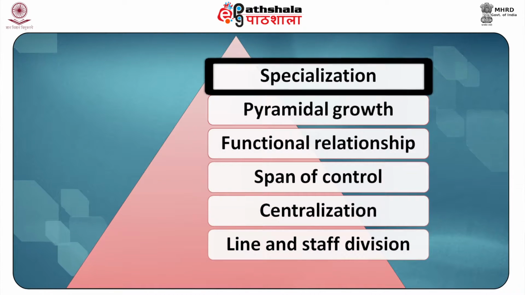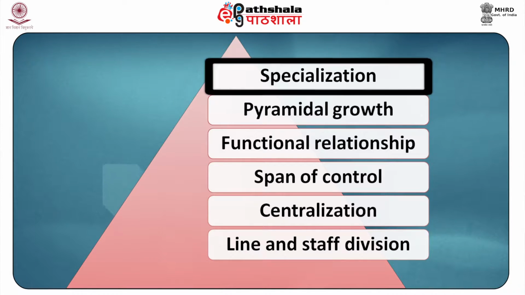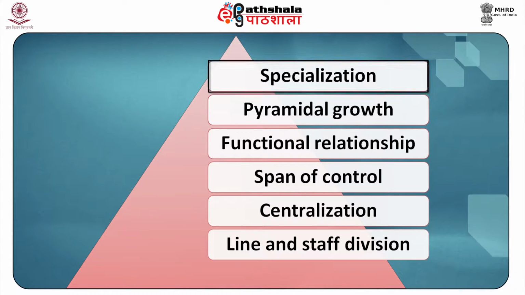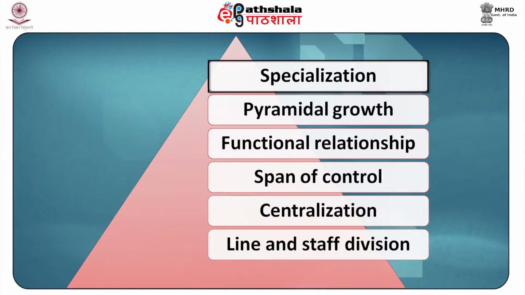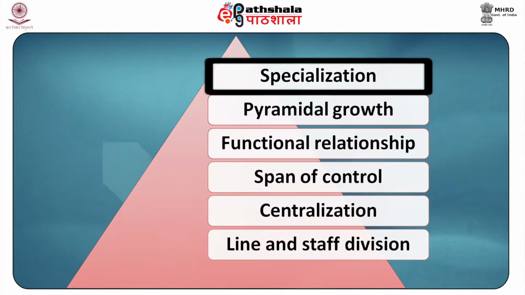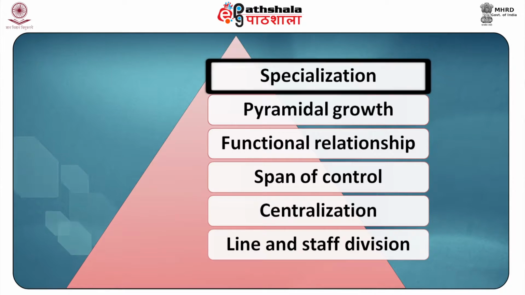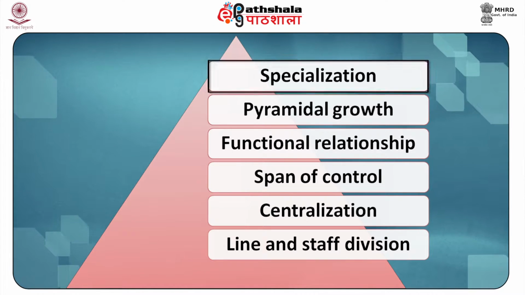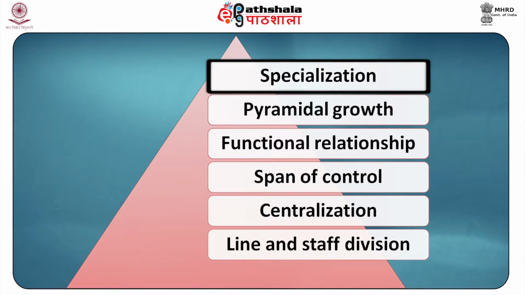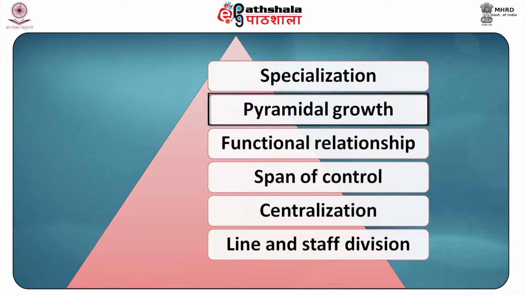The first characteristic is specialization. In the functional form, related skills and jobs are bundled together as one function. Similar and related occupational specialities are grouped together under one functional head or a department. Hence, every person in an organization is oriented towards a specific task or an activity. For example, all activities related with marketing and sales of a product are put together under one department called the marketing head. The other characteristic of a functional structure is pyramidal growth.